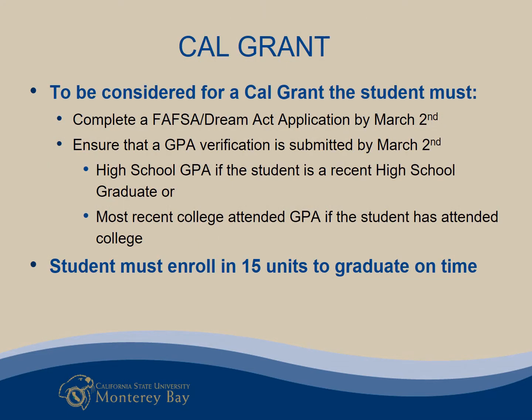A good thing about being a California resident is that you may possibly be eligible for state aid, such as the Cal Grant. To be Cal Grant eligible, here are some of the things that CSAC, also known as the California Student Aid Commission, takes into consideration. One, you must complete the FAFSA or the DREAM Act application by March 2nd. You want to make sure that you fill out your GPA verification and it's submitted by March 2nd. That is your high school GPA if you graduated from a recent high school, or your most recent GPA if you attended a previous institution. If you are Cal Grant eligible, perfect. Lastly, keep in mind you need to be enrolled in at least 15 units to graduate on time.